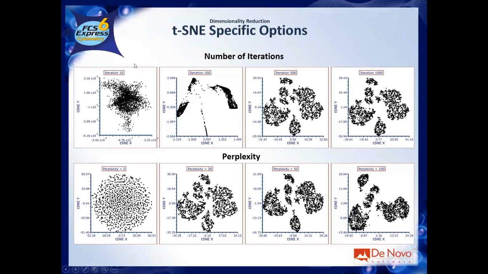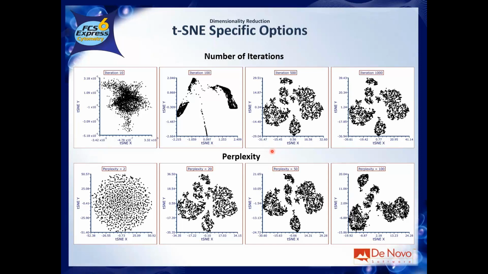For example, if you run just 10 iterations, you see that you cannot really separate your populations. If you run 100 iterations, you can start seeing different populations. If you run 500 or 1000, you can clearly see different clusters of cells here. By default, FCS Express runs 500. You see, usually it's enough, but if you want, you can increase it. You see, in this example, it's pretty much the same.